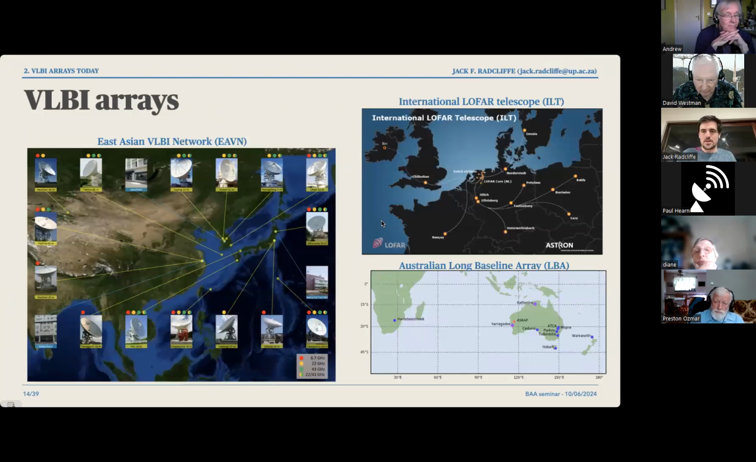On top of this, we've also got newer ones. The Australian Long Baseline Array has been around for a while, but we've also got this East Asian VLBI Network now. This is a fairly new network, which typically looks at higher frequencies. A lot of their focus is on things like masers, so microwave lasers, which look around high-mass star-forming regions. And there's a lot of development in this area. And China is currently building, I think, 4 or 5 new dishes across their country.